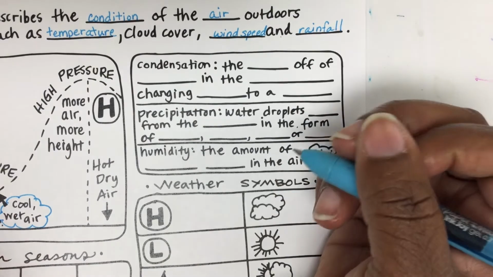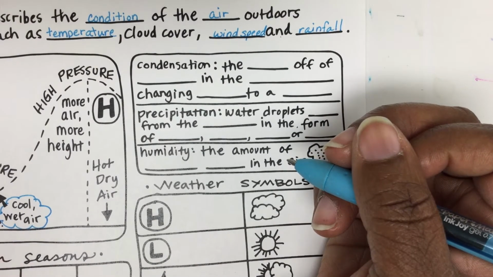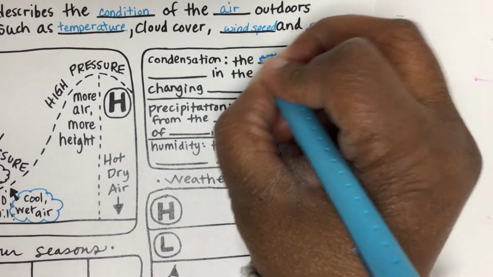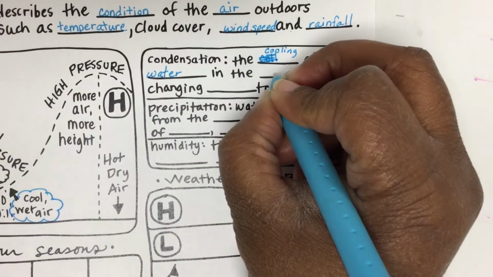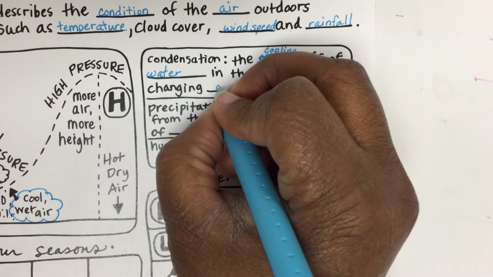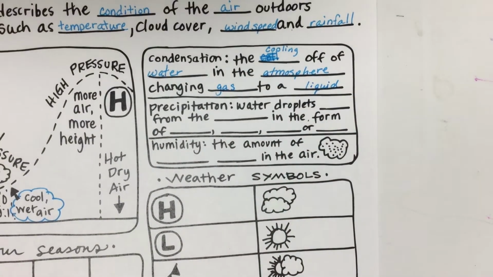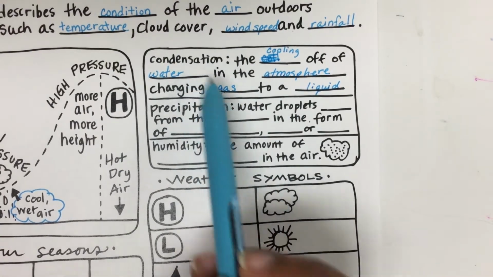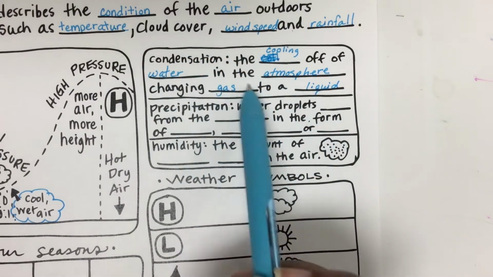Condensation, we talked a little bit about it with the water cycle. This is the cooling off of water in the atmosphere. This is changing from a gas to a liquid. Remember that this water at this point, once it's a gas, is called water vapor. So we're going from water vapor to water. Gas to liquid.